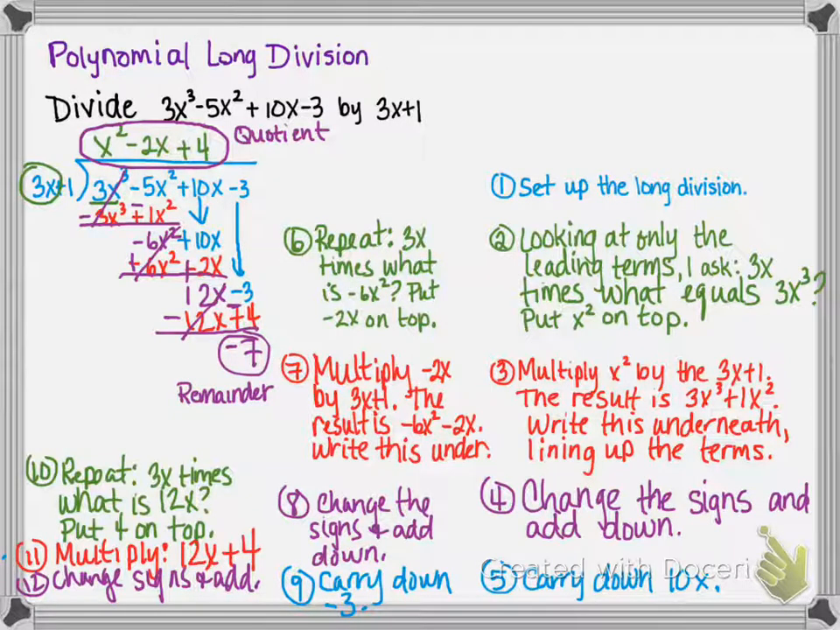So there's a couple ways that we can write this. We can write this as x squared minus 2x plus 4, remainder negative 7. Or we can write it as x squared minus 2x plus 4 plus, put the remainder over the divisor, negative 7 over 3x plus 1.